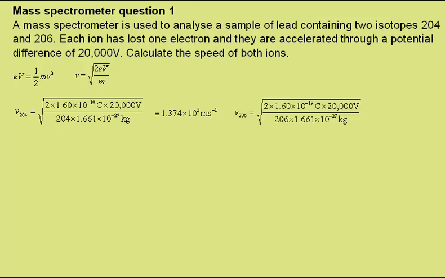Now the same calculation for lead-206, with the mass now being 206 times the atomic mass unit. This then has a speed of 1.368 times 10 to the 5 meters per second.